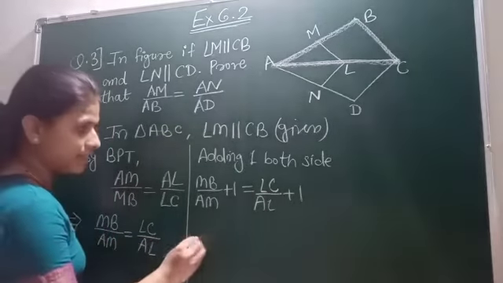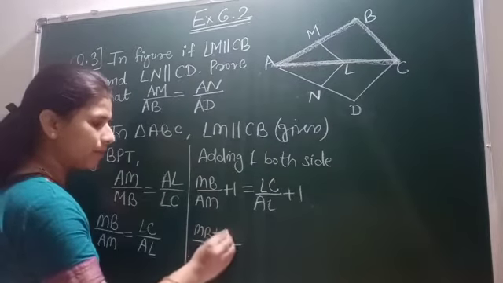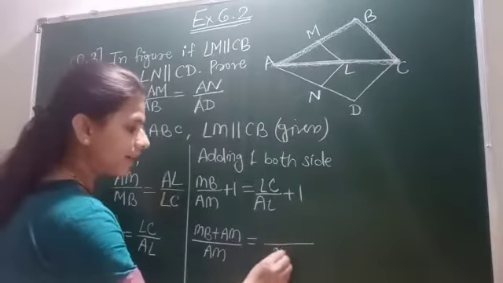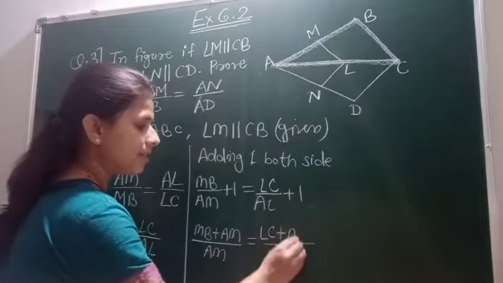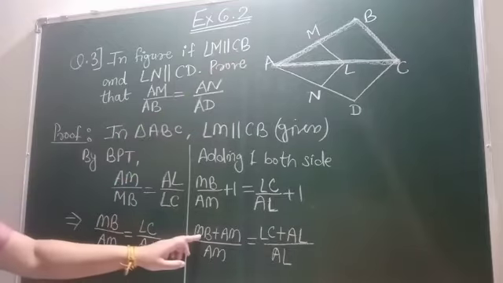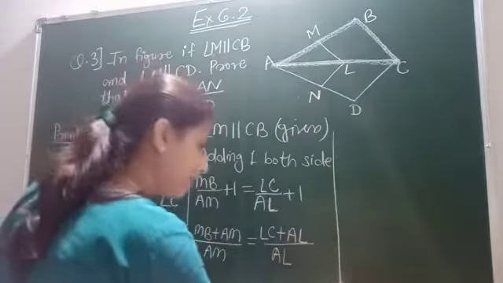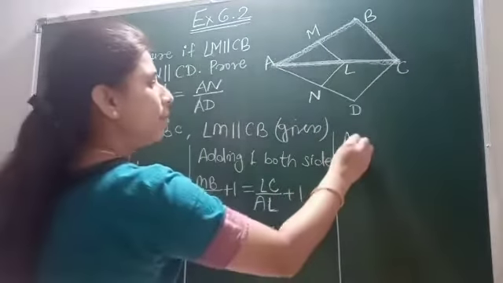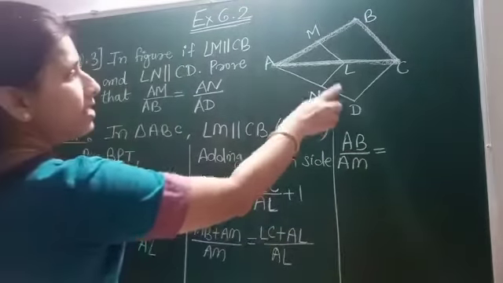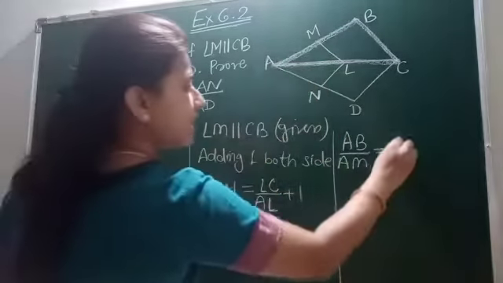After that we will take the LCM. LCM will be AM. What will remain? MB plus AM equals, similarly in the right hand side also we will take the LCM, AL. LC plus AL. Okay student, now look at this diagram. MB plus AM, what will be the addition? Addition will be your complete side AB. AB upon AM equals LC plus AL upon AL. In place of LC plus AL, we can write AC.